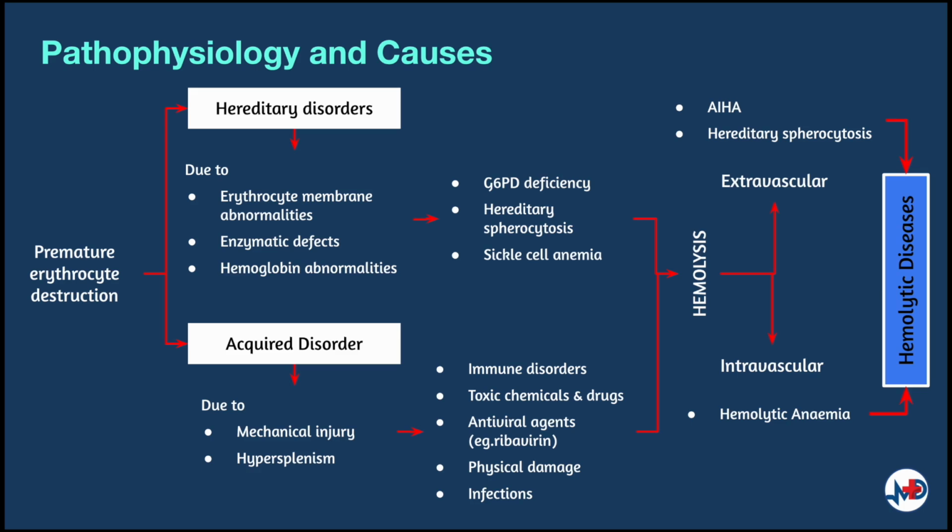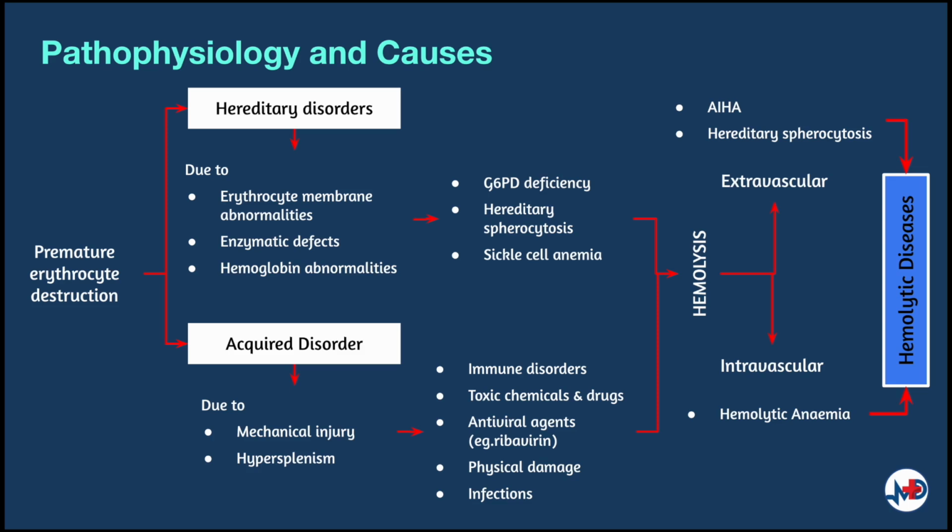Hereditary disorders may cause hemolysis as a result of erythrocyte membrane abnormalities, enzymatic defects, and hemoglobin abnormalities. Examples include glucose 6-phosphate dehydrogenase deficiency, also known as G6PD deficiency, hereditary spherocytosis, and sickle cell anemia. Acquired causes of hemolysis include immune disorders, toxic chemicals and drugs, antiviral agents such as ribavirin, and physical damage and infections. Hemolysis may be an extravascular or an intravascular phenomenon.